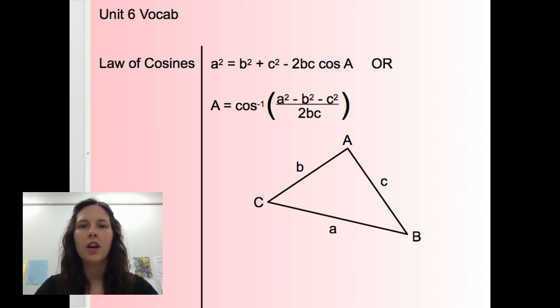Next, we're taking a look at the law of cosines. And unlike the law of sines, the law of cosines we actually have two rules for, depending on if you're solving for a side or an angle. So if you're solving for a side, we're going to use this first formula here.